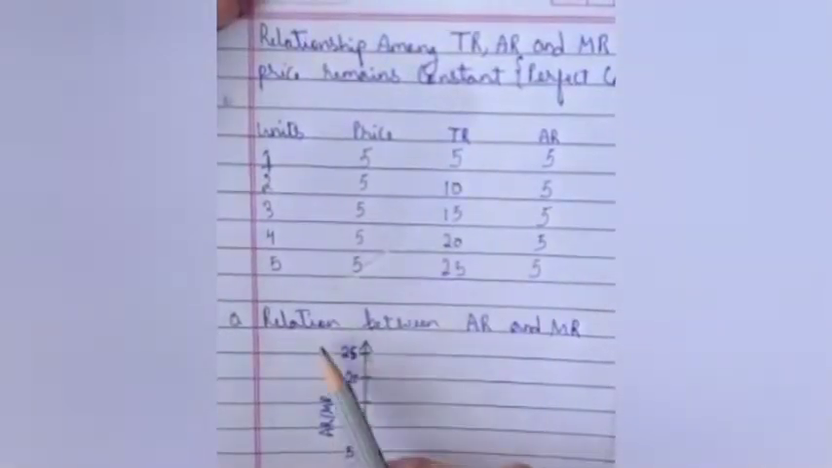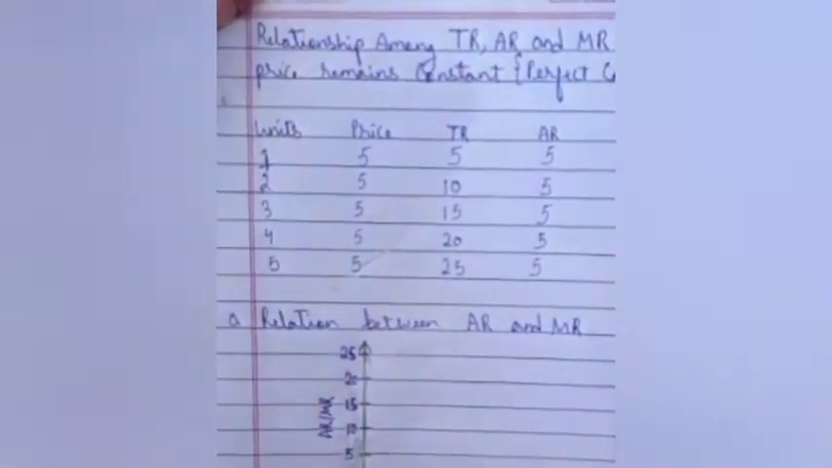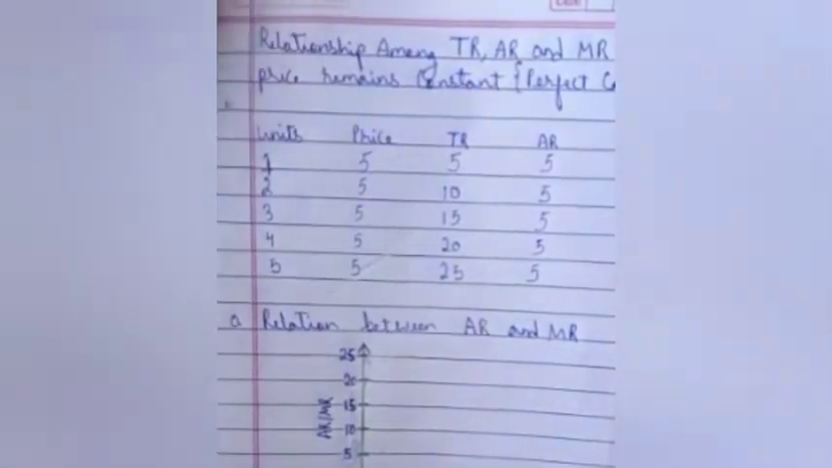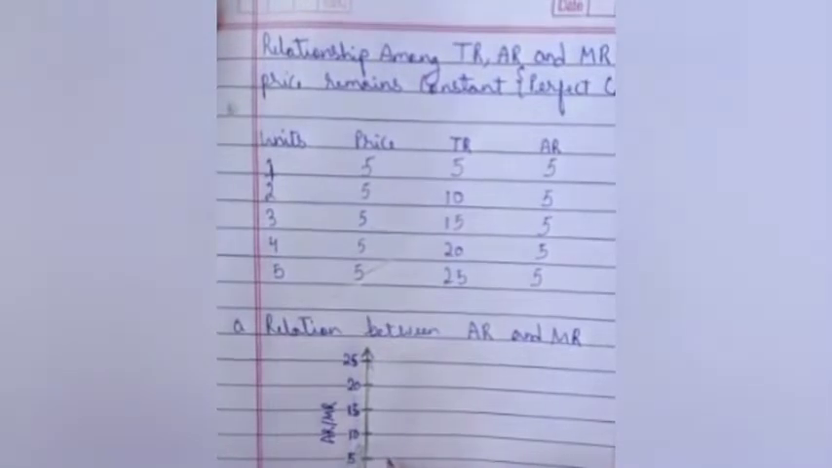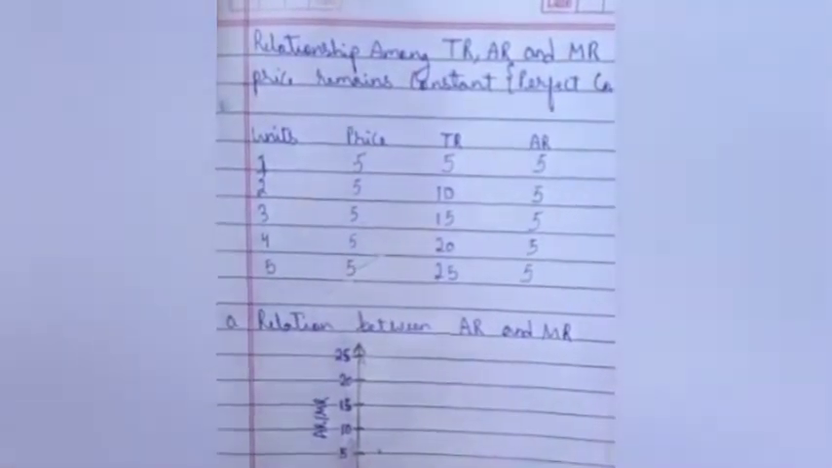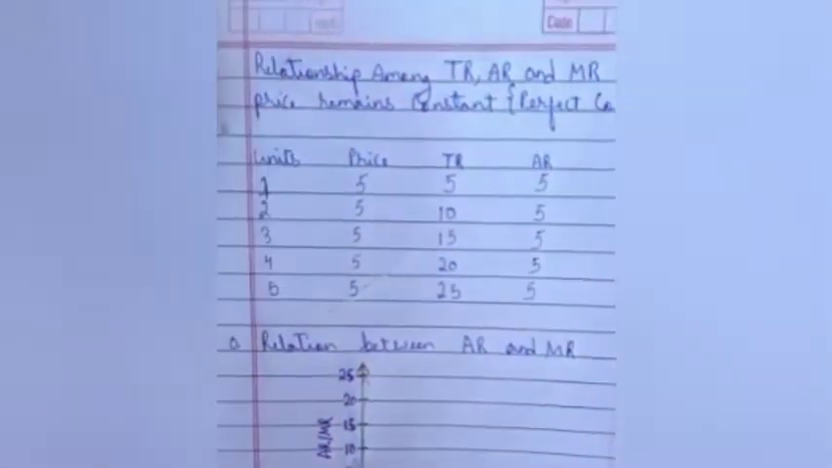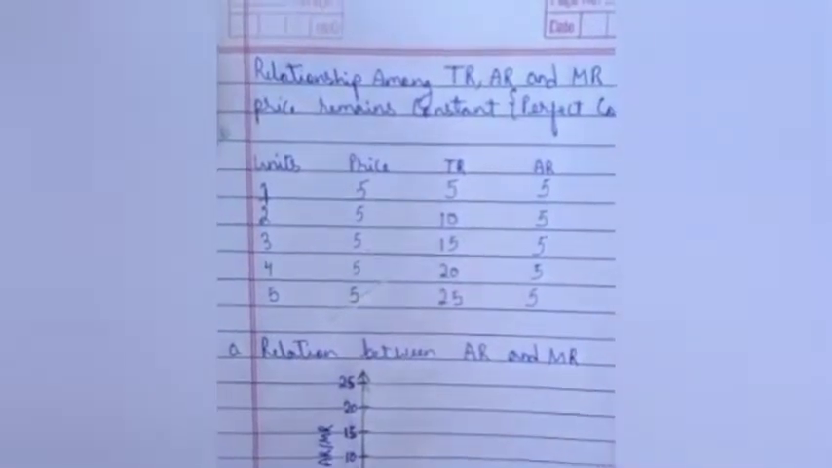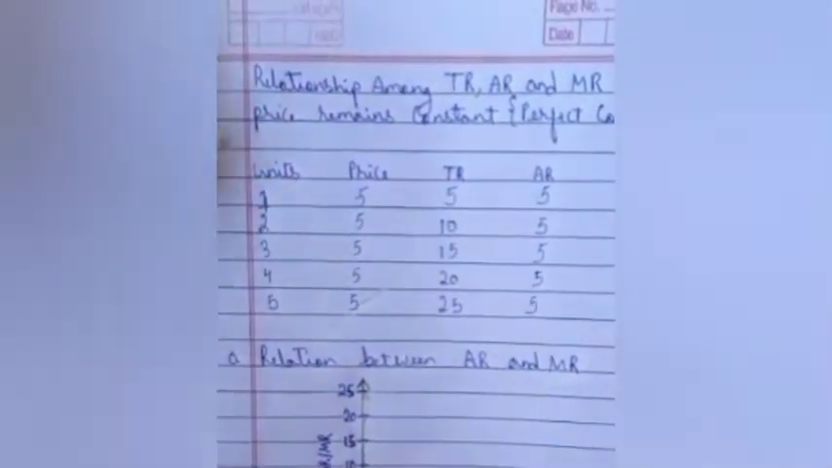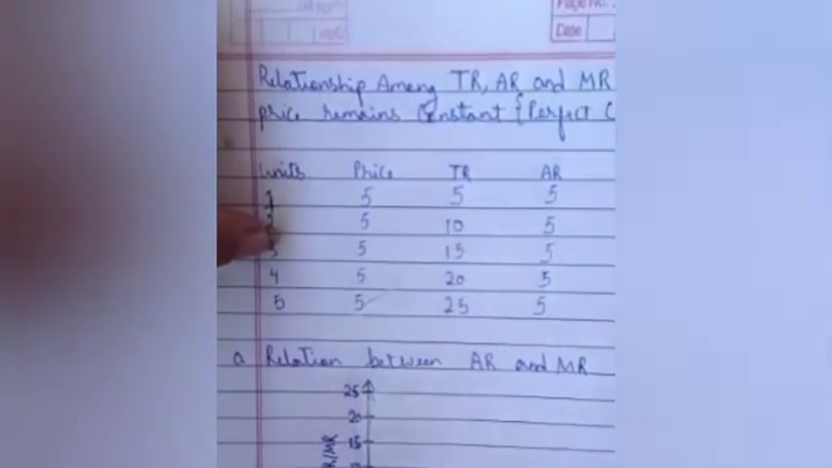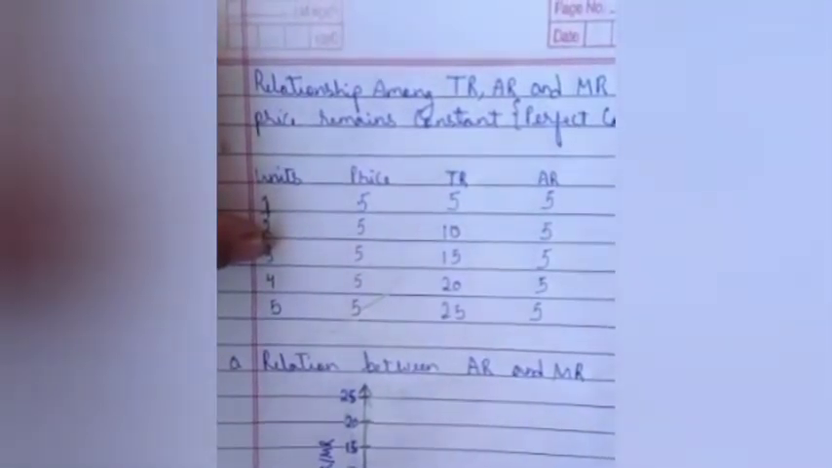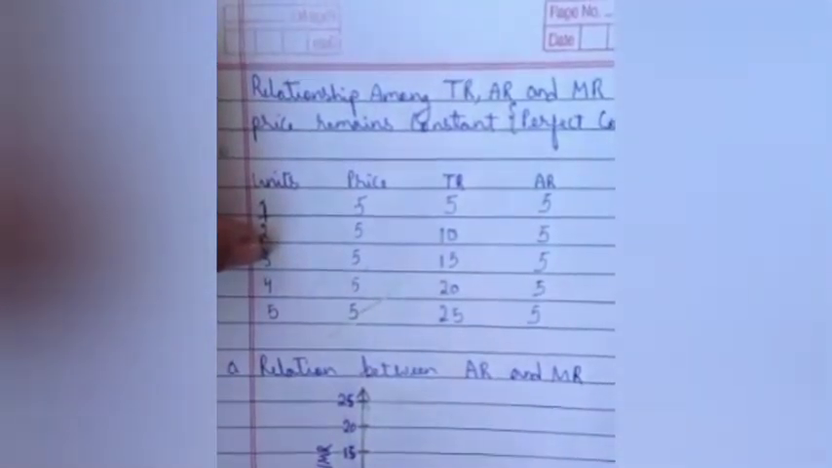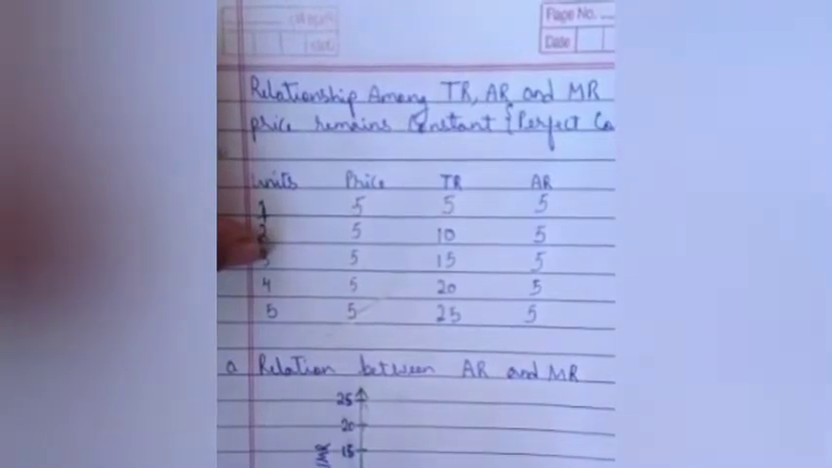Students, let us see the relation between AR and MR. We see from the table, if the unit is 1, both AR and MR are 5. Even if the unit is 2, both AR and MR are again 5. Even if it's 3, 4, and 5, it is 5. So what we get is a straight line for AR and MR.